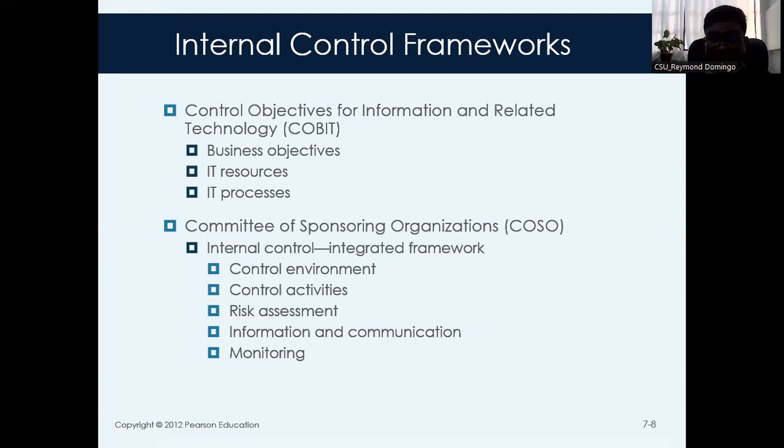Next, we have the control activities, class. Control activities are the specific actions of the employees and the management in the processing of the accounting transactions. So that means we have to monitor and design specific internal controls related to those procedures or activities. Next, third, is the risk assessment.